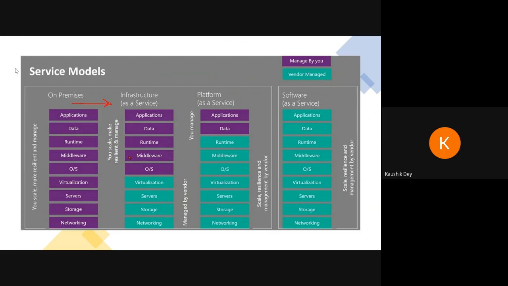And in platform as a service, you only manage your application and data. Other things will be taken care of by the vendors. Vendors means the cloud platform you go with, like Azure, AWS, or GCP. So your runtime, middleware, OS, virtualization, and servers are all maintained by the cloud in platform as a service. And in software as a service, you need not take care of anything. Everything is managed by the vendor. You just log in and do whatever you are doing. These are the three important models, called service models on the cloud: on premises, infrastructure as a service, PaaS, and software as a service.